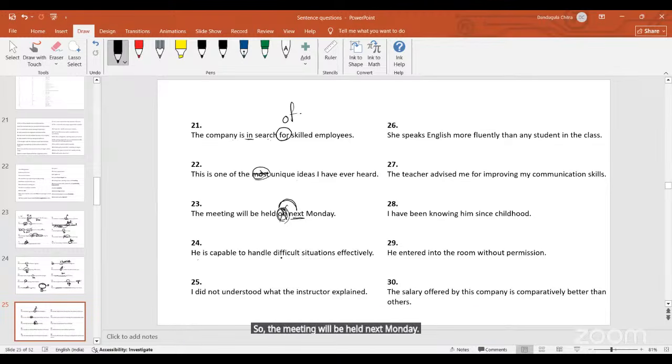He is capable to handle difficult situations effectively. He is capable of handling difficult situations effectively. Yes, he is capable of handling difficult situations effectively.